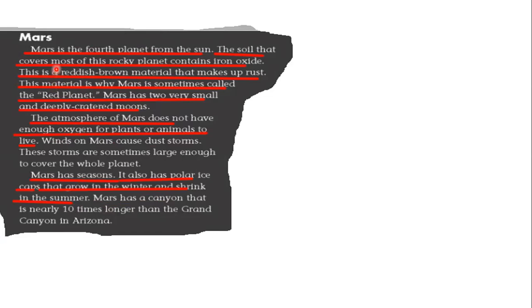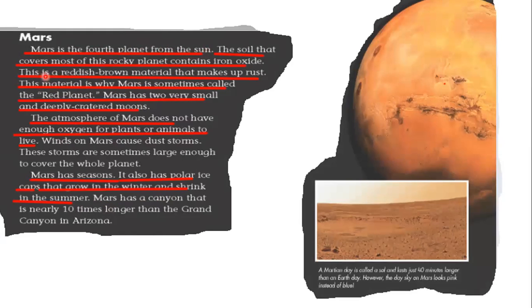As I told you, all of you underline: Mars is the fourth planet from the Sun. The soil that covers most of this rocky planet contains iron oxide. This is a reddish brown material that makes up rust. This material is why Mars is sometimes called the red planet. Now, Mars has two very small and deeply cratered moons. The atmosphere of Mars does not have enough oxygen for plants or animals to live.